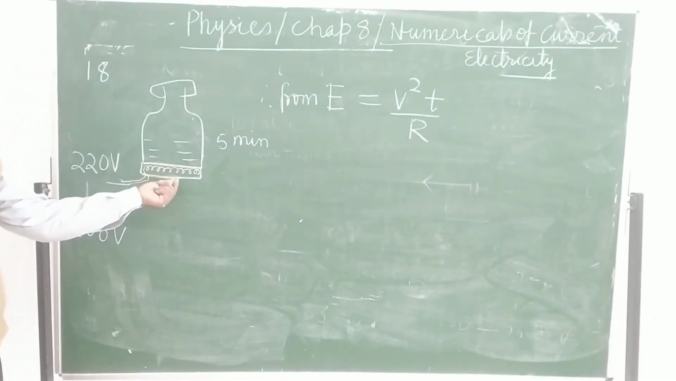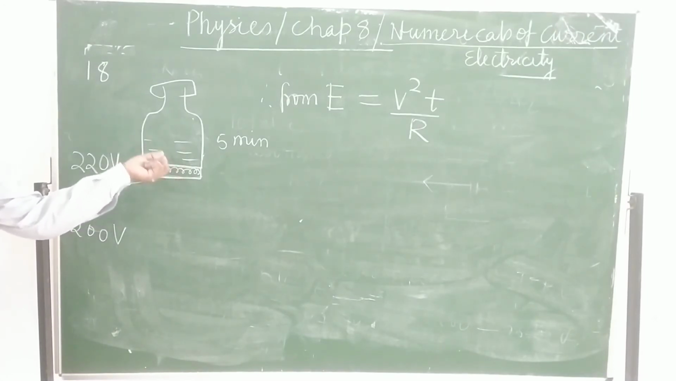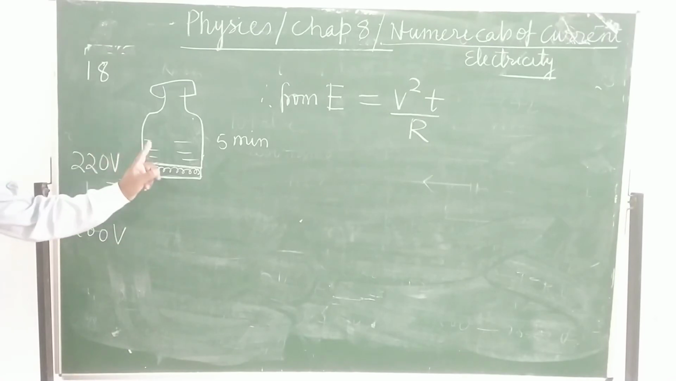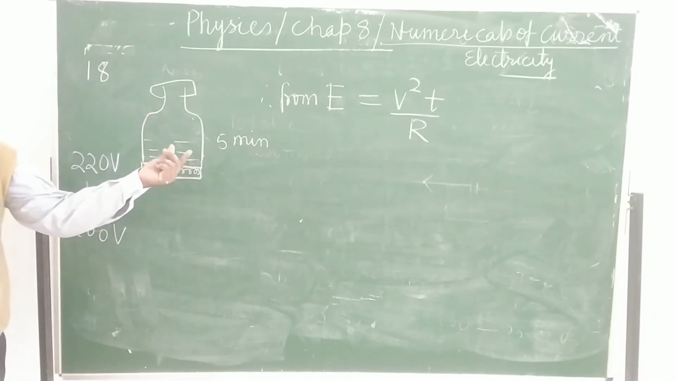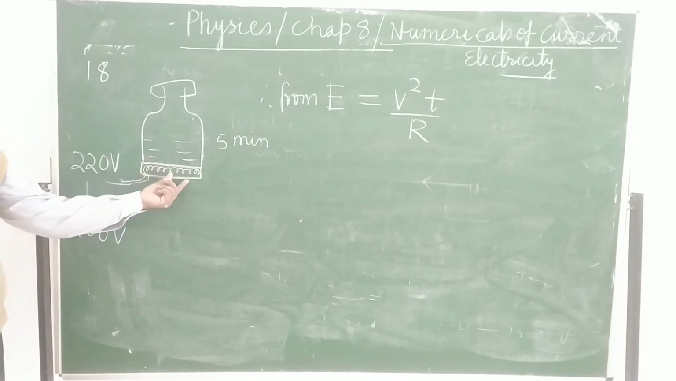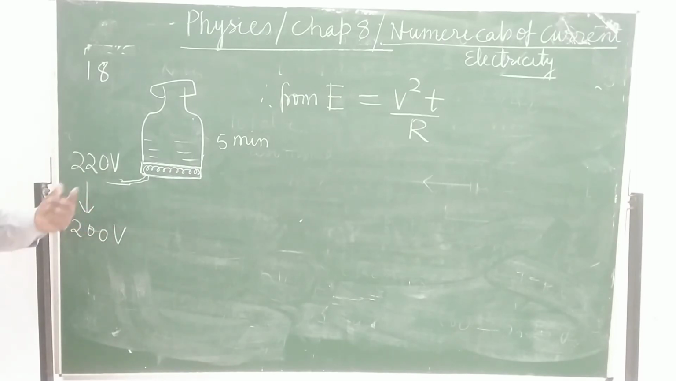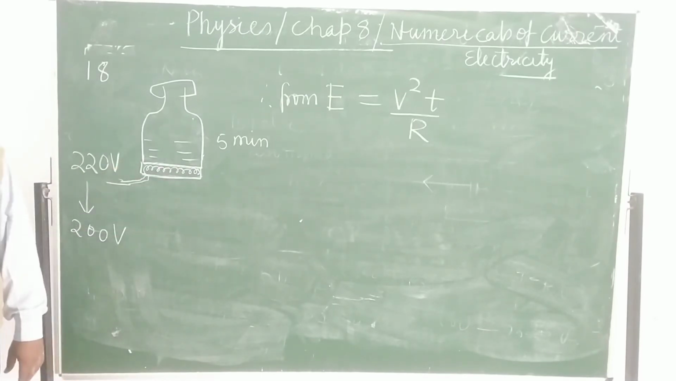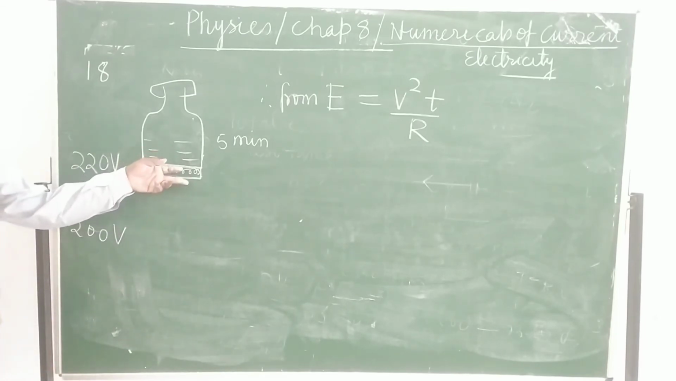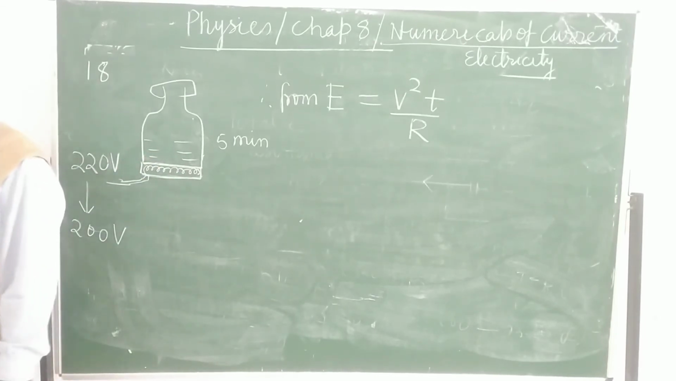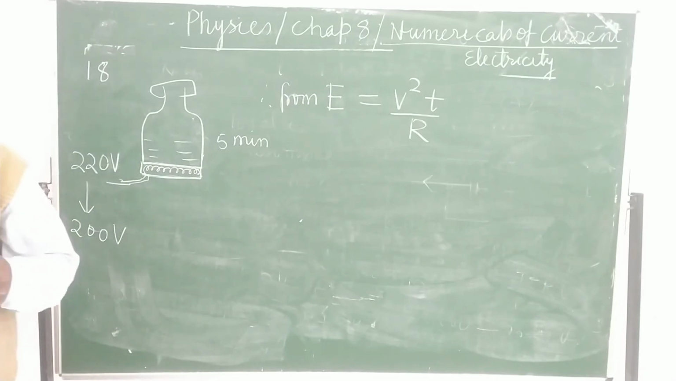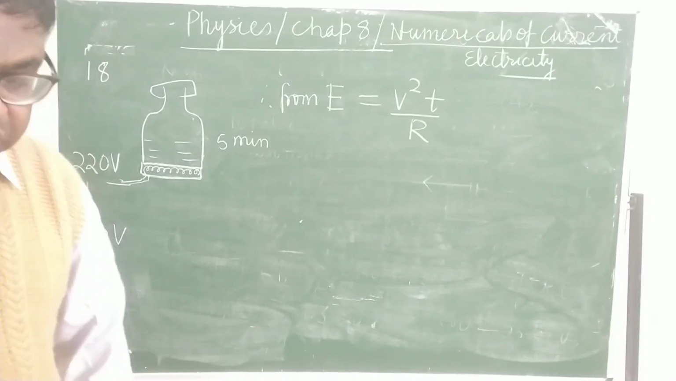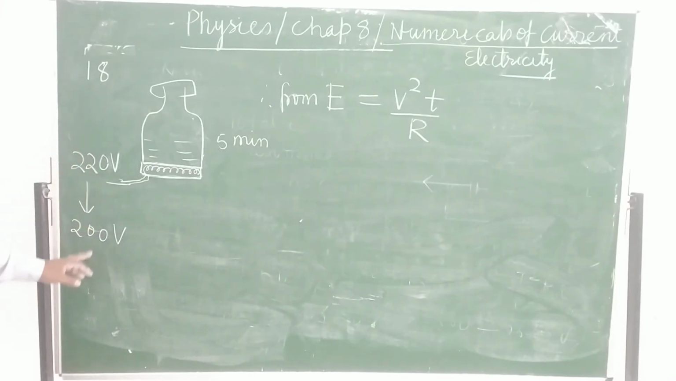Now see here, if we assume that the resistance of the filament of kettle is 100 ohm, what will be the effect on the resistance when voltage is changed? अगर हम ये एज्यूम कर ले कि इस केटल के फिलामेंट का रेजिस्टेंस 100 ओम है, तो उस रेजिस्टेंस पर क्या इफेक्ट पड़ेगा अगर वोल्टेज चेंज करेंगे? तो कोई भी इफेक्ट नहीं पड़ेगा, because resistance does not depend upon the voltage.